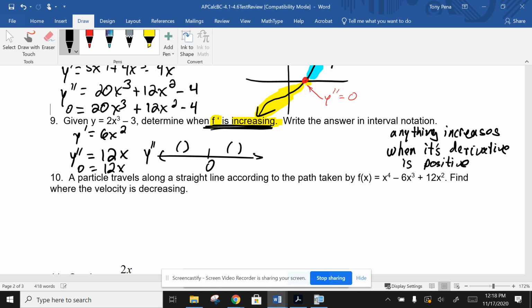The second derivative gives us the rate of change of the first derivative. All right, so we want to understand second derivative is the rate of change of the first. So if I now test this, if I take a negative value, plug it in here, 12 times a negative number is going to be negative, 12 times a positive number is going to be positive. F prime would be increasing, starting at 0 and then going to infinity.